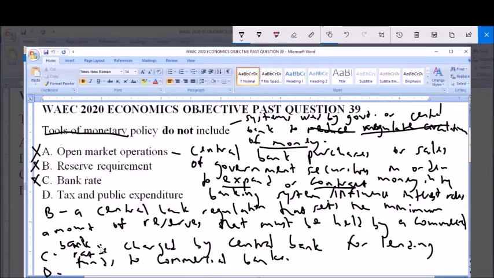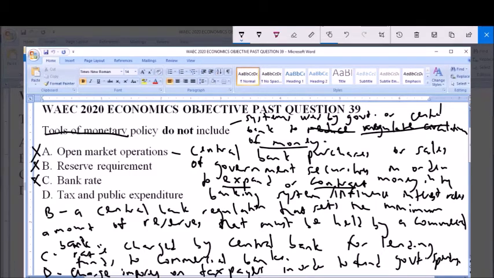Now option D says tax and public expenditure. And tax and public expenditure, tax basically just refers to the financial charge imposed on taxpayers, which may be individuals or entities or companies, in order to fund government spending. And then the public expenditure just refers to this government spending, the spending made by government on collective needs and wants, such as salaries, pensions, security, etc.